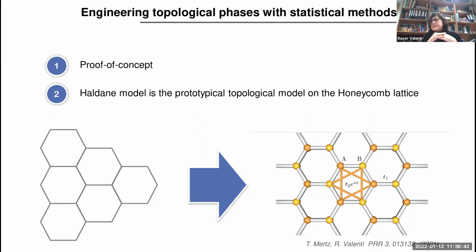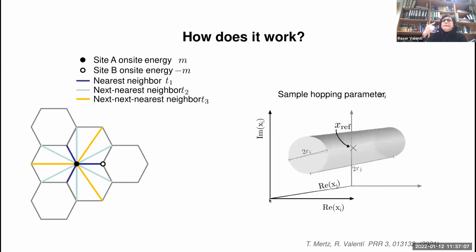So if I want to have the realization of a Chern insulator in a material, what I need to have is nearest neighbor hoppings that are real and next nearest neighbor hoppings that are complex. And any other type of term that you may put into there is not really relevant for getting this Chern insulator. So in order to show you this, that's how I'm now going to introduce this statistical learning. So how does it work?